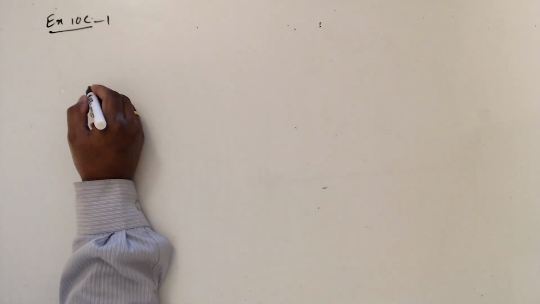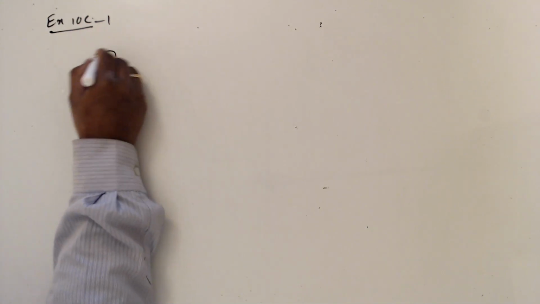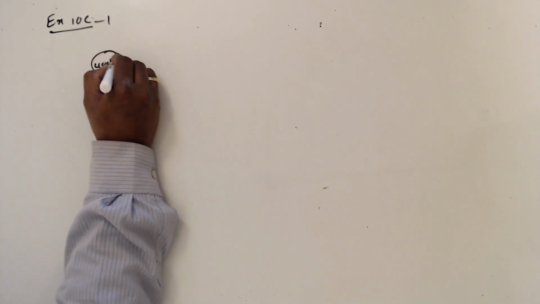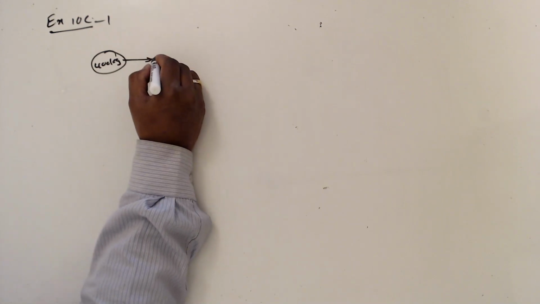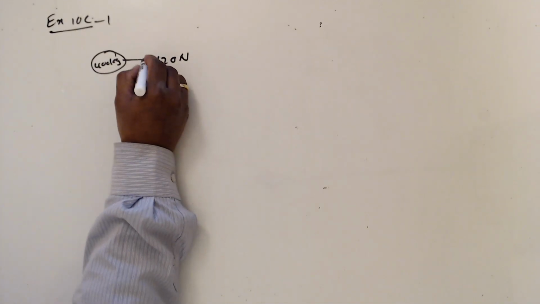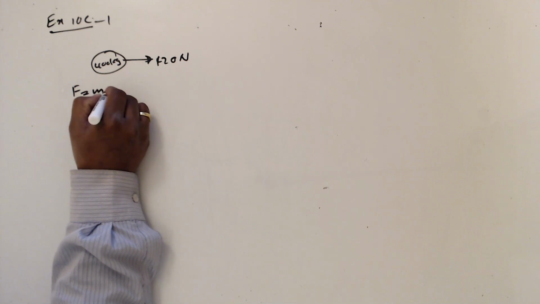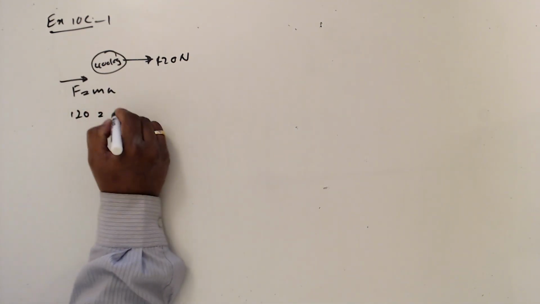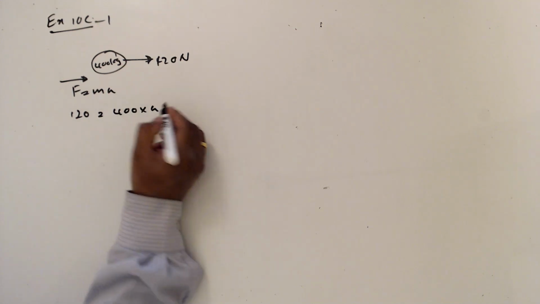Exercise 10C question number 1. Find the acceleration when a particle of mass 400 kg is acted on by a resultant force of 120 N. So basically this is a particle and this is 400 kg and 120 Newton force acts. So we will put F equal ma in this direction. So 120 equal 400 times a.